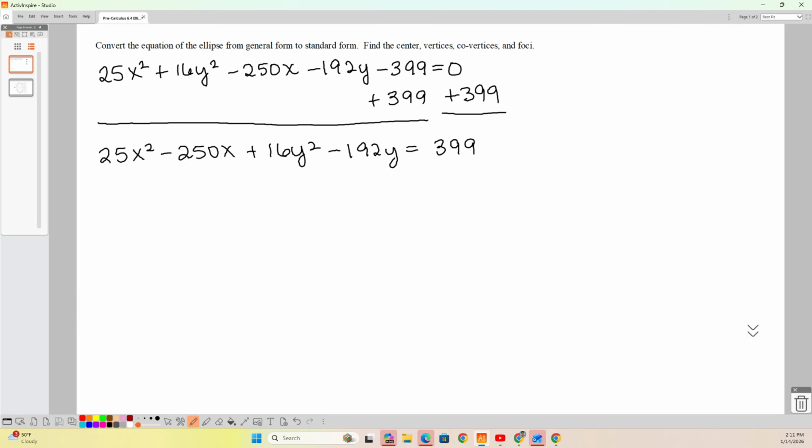Now I want to complete the square with the x's and the y's. When I complete the square, I want to have an x squared, not a 25x squared. So to get an x squared, I'm going to factor out 25. And I'll also factor out 25 from negative 250x. So that gives me a negative 10x.